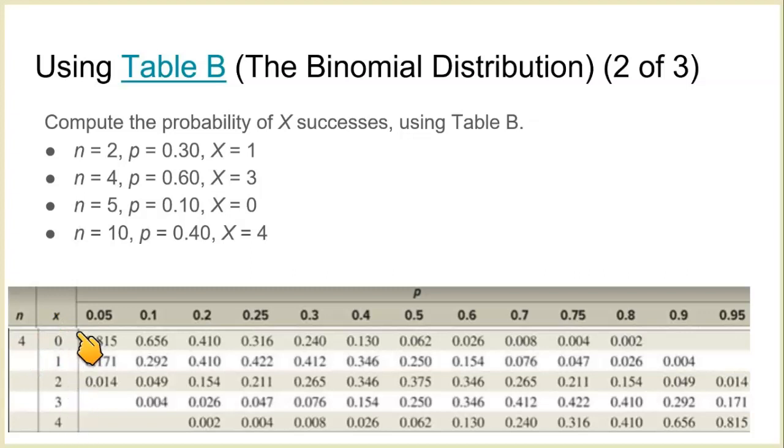These are all the different outcomes you could get. You could have no successes, 1 success, 2 successes, or 3 successes. And we want 3 successes, so I go all the way over to 0.6. And this is the probability that there are 3 successful outcomes in a binomial experiment that has 4 trials where the probability of a success is 0.60. So that would be my probability.